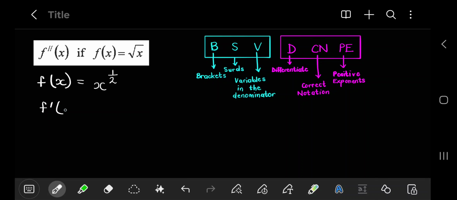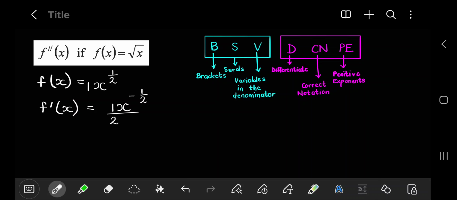So f of x becomes f prime x. And when we differentiate x to the power half, remember the coefficient here is 1. Take the exponent, multiply with the coefficient, a half times 1 is still a half, and minus 1 from the exponent. So a half minus 1 is negative 1 over 2. Now we've differentiated, we've used the correct notation, and you can make sure that you have positive exponents.